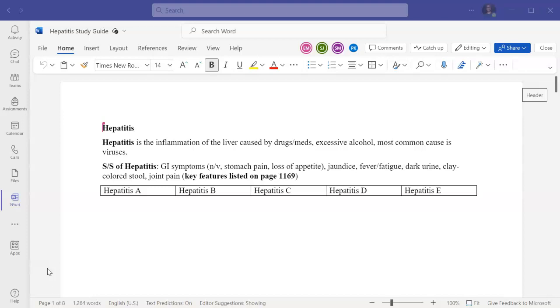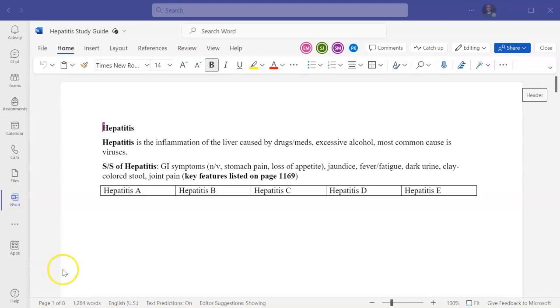It can also be caused by substances such as alcohol or medications or some chemicals. Hepatitis can be caused by autoimmune diseases and metabolic type abnormalities. There are several types of hepatitis, hepatitis A through hepatitis E.